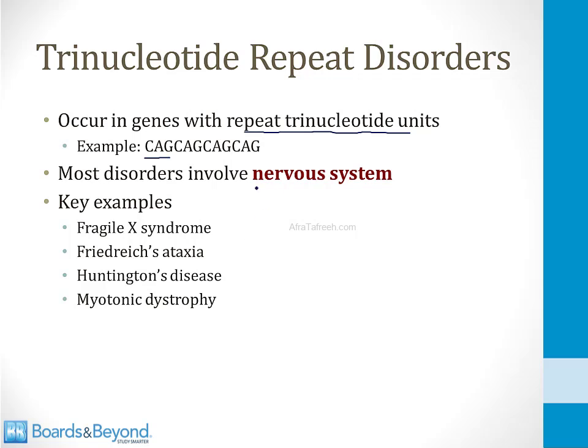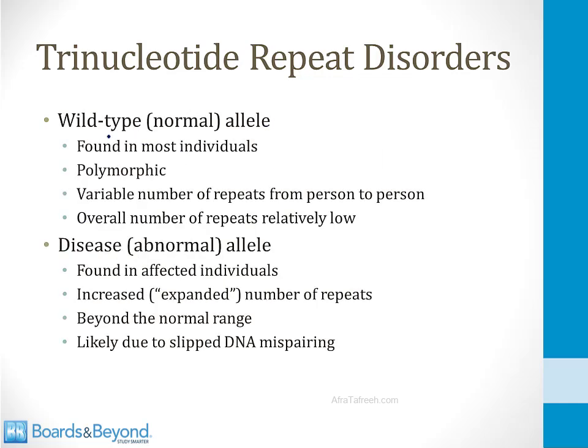Most of them involve the central nervous system in one manner or another, and we'll talk about all the examples listed on this slide in this video, including Fragile X syndrome, Friedreich's ataxia, Huntington's disease, and myotonic dystrophy. The genes involved in all of these disorders share some common features.